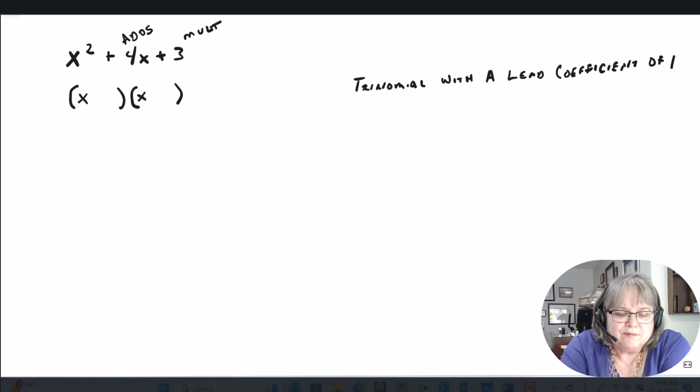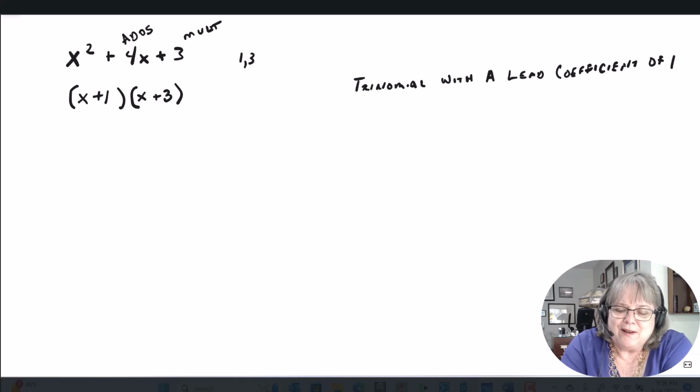middle number. Okay, so what multiplies to 3? Thank goodness it's just 1 and 3. That's all you got. Okay, so what multiplies to 3 and adds to 4? 1 and 3. Okay, so there's a 1 and there's a 3. And that works. You have to be careful with your signs. We'll talk about that in just a second.